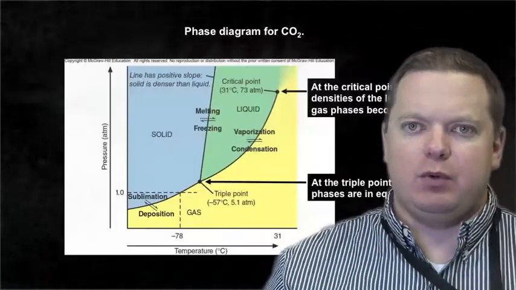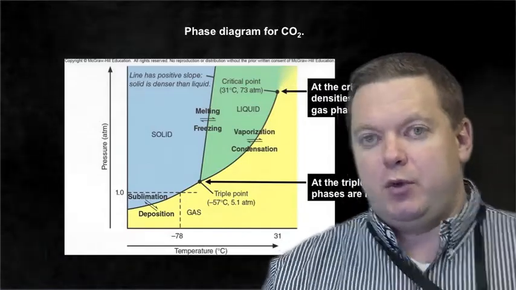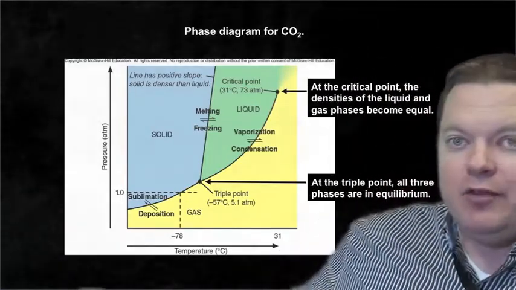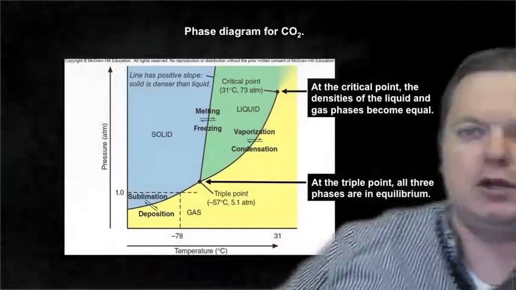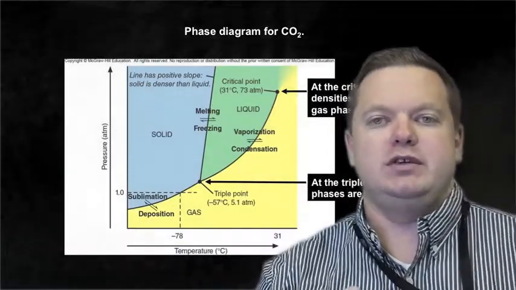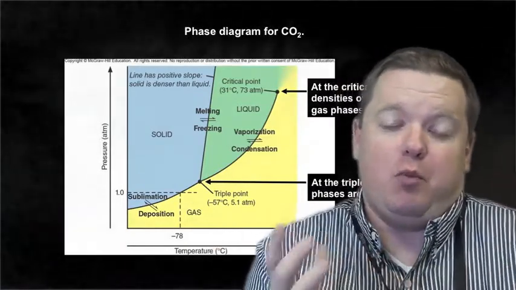If we look at this, this is what we call a phase diagram. This is the phase diagram of CO2. It relates the pressure the compound is under versus the temperature. So it's this relationship. And as you can see, as we vary the pressure or the temperature, you can move from one state to another.